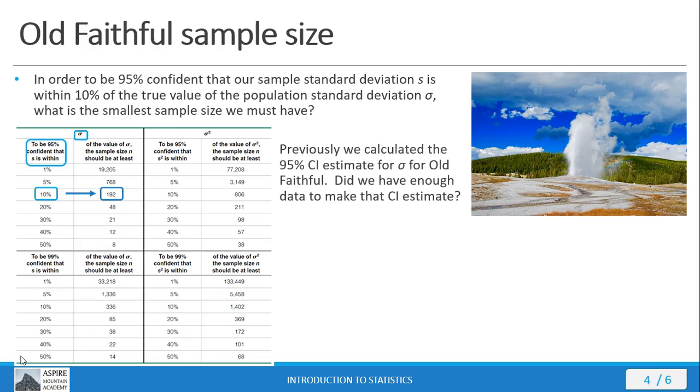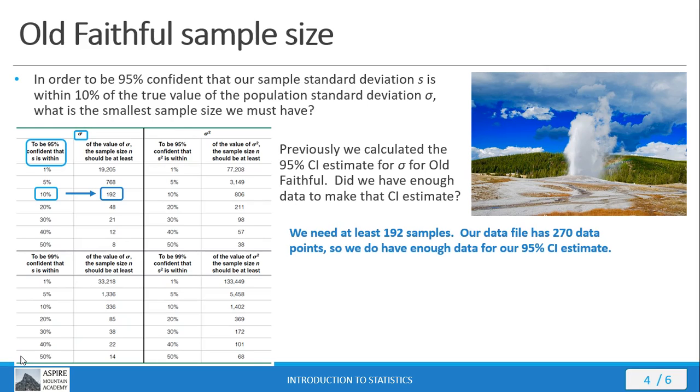Previously, in a previous mini lecture, we calculated the 95% CI estimate for Old Faithful. Did we have enough data to make that CI estimate? If you go back and look at the data file that contains our Old Faithful data, we have 270 data points. We only need 192. So yes, we've got enough data to make our confidence interval estimate.